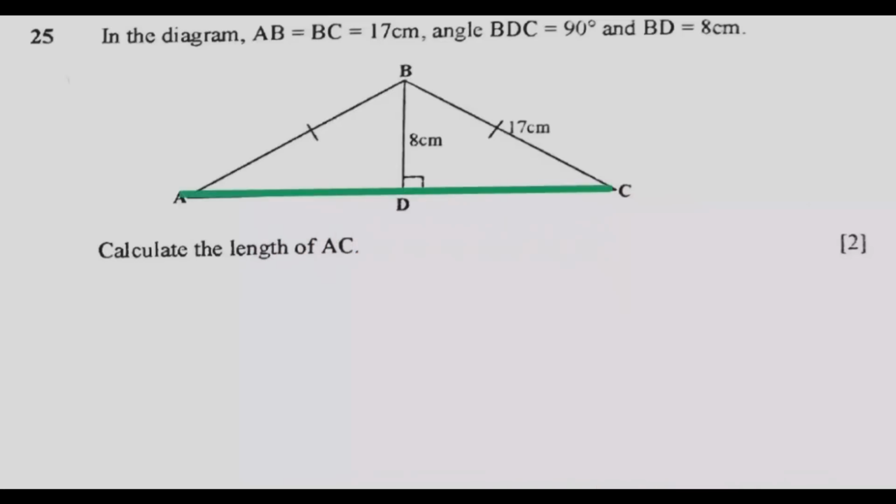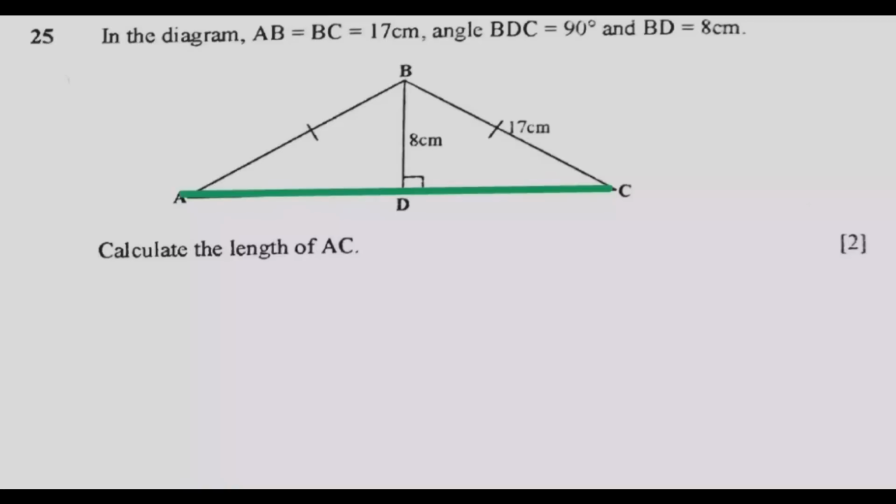Now, you can see that the sides AB and BC are equal. And these two triangles are meeting at 90 degrees. That means the length AD and the length DC are also equal. We should bear that in mind.